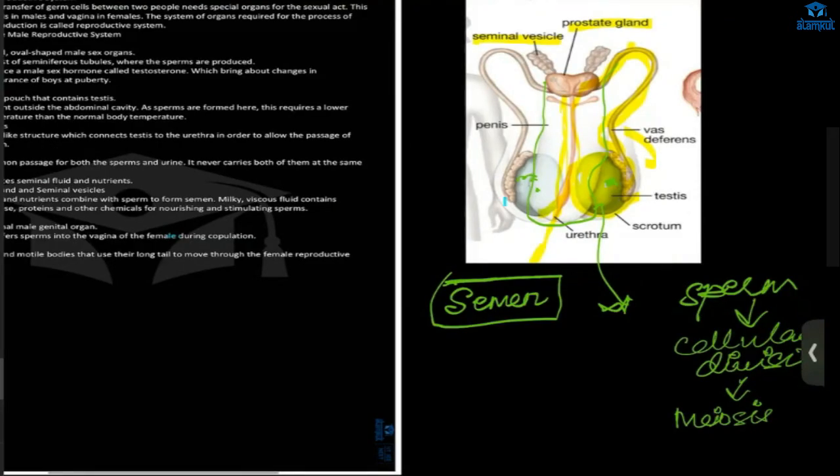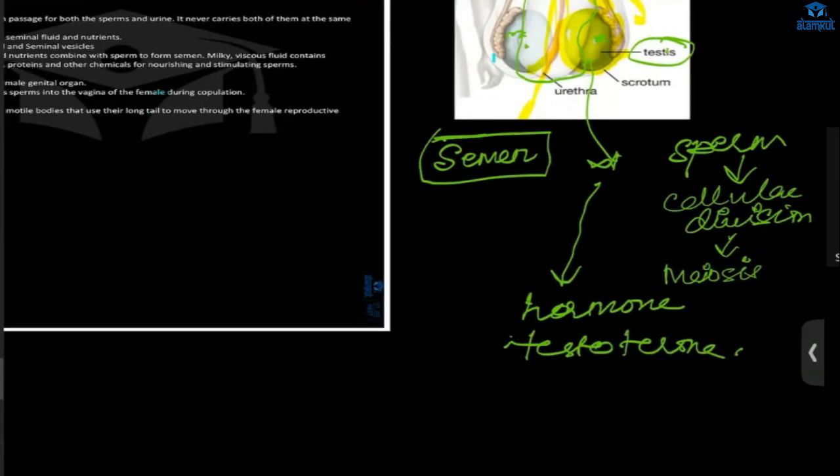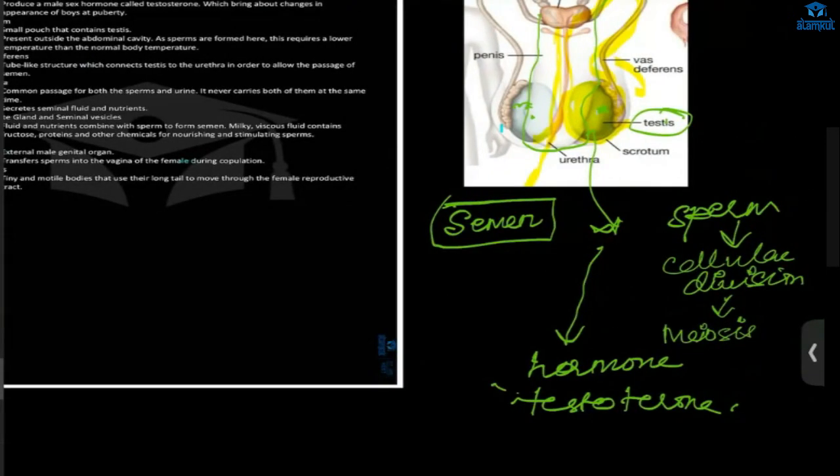This testis will also produce a hormone, as we have talked about in the endocrine system. Which hormone does the testis produce? Which sex hormone? Testosterone. This hormone helps in puberty.